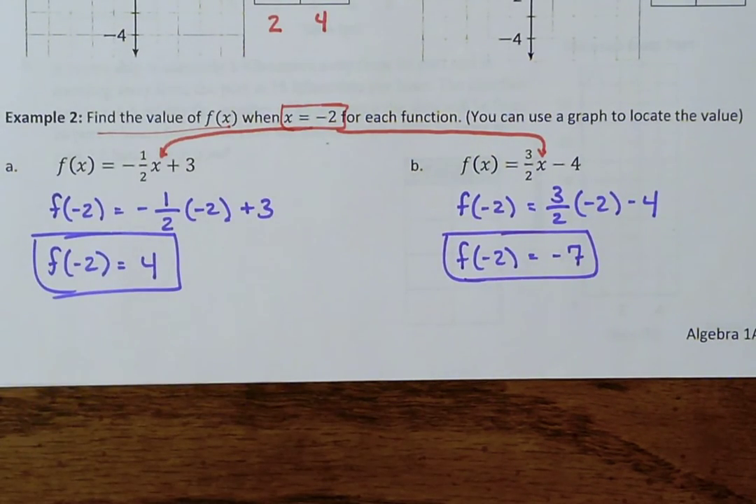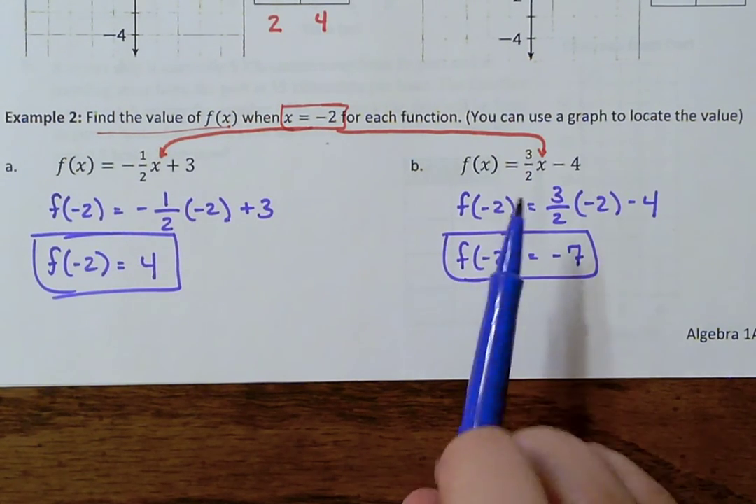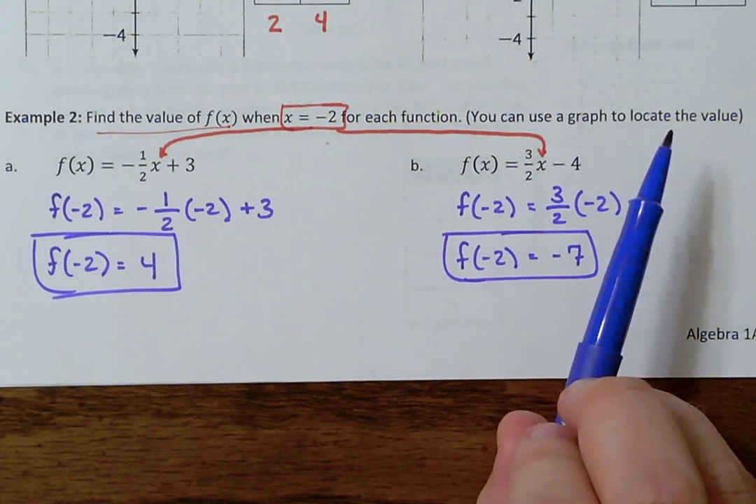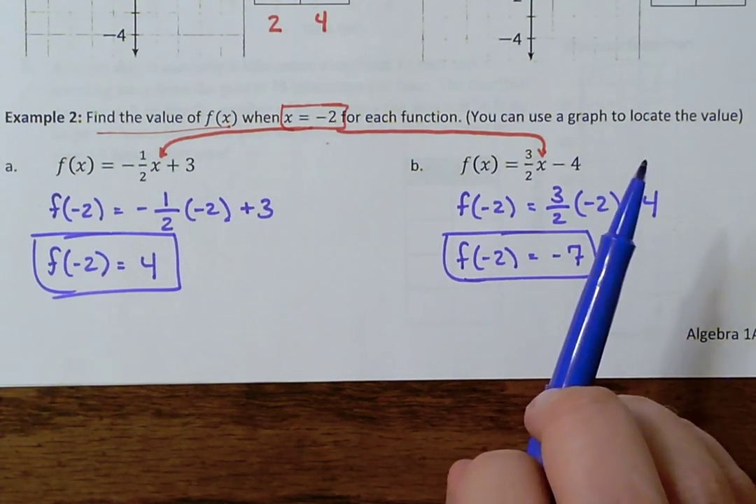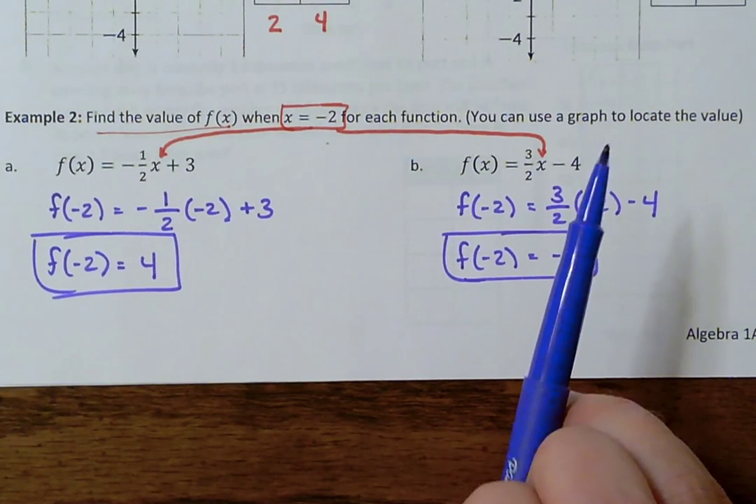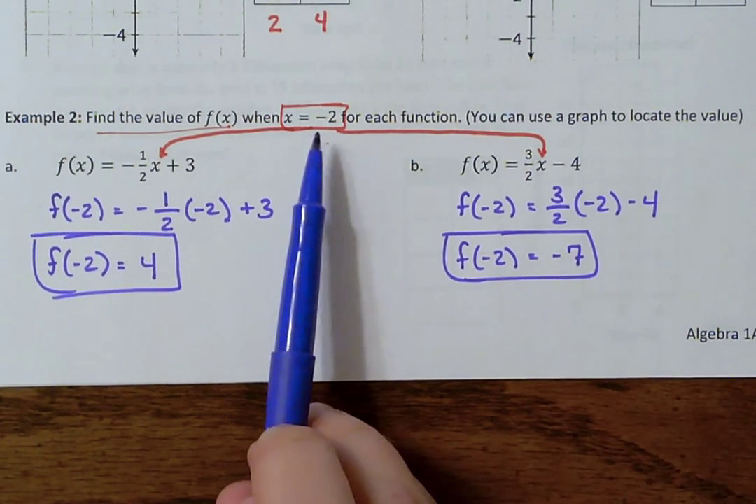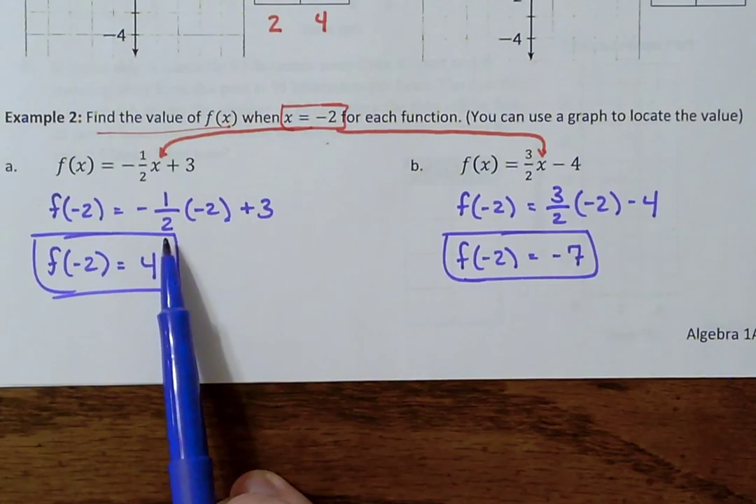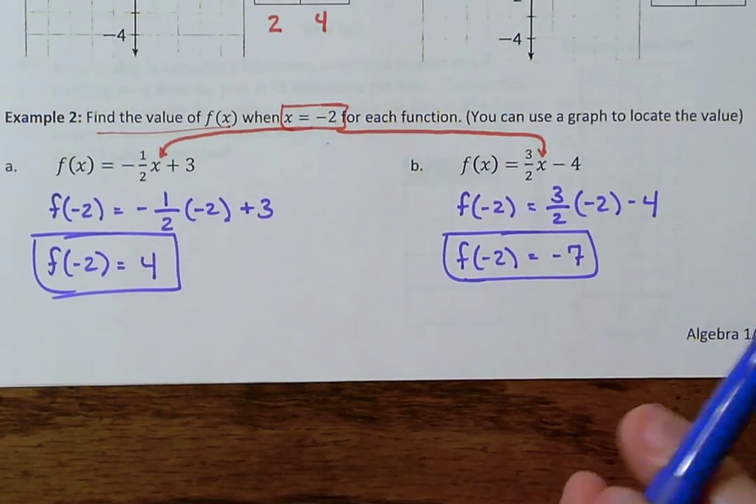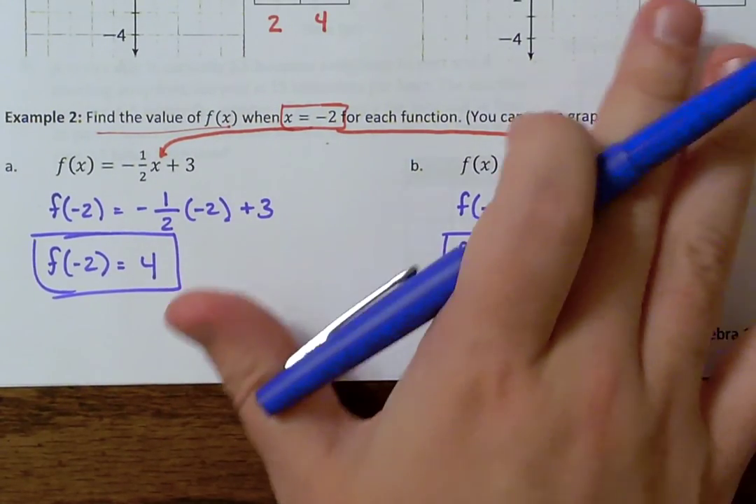And that is how you go through and do example 2. So if they ask you to find the value of f of x when x equals something for the function, sometimes they'll ask you to locate it off a graph, and I'm going to show you how to do that in a second. If you prefer to not have to graph it, you can just plug this value for x in and then go through and simplify.